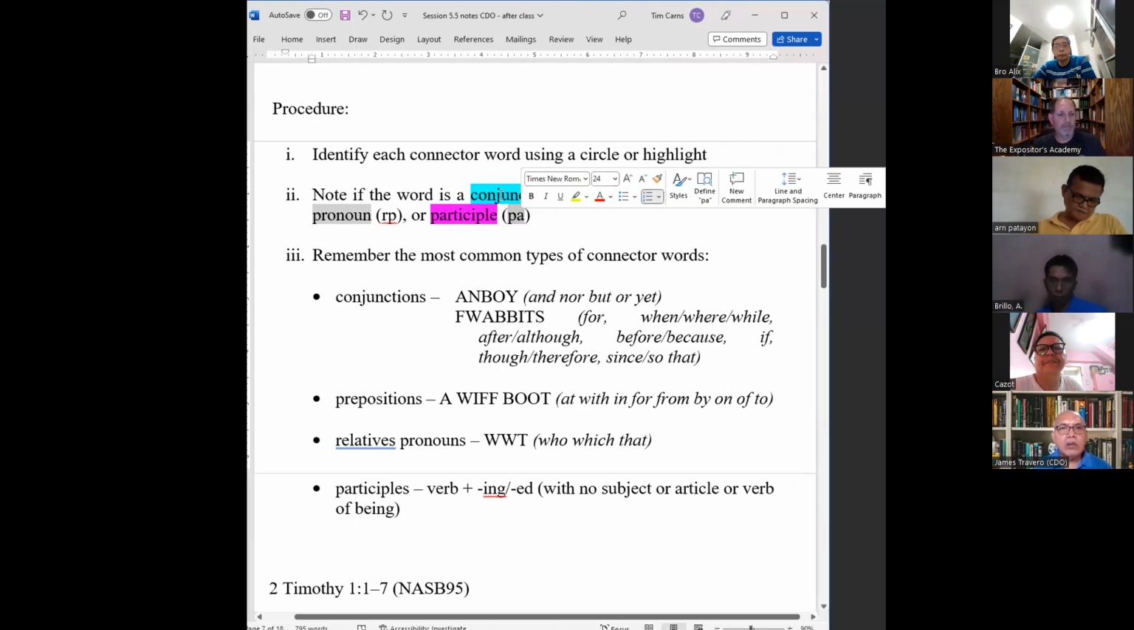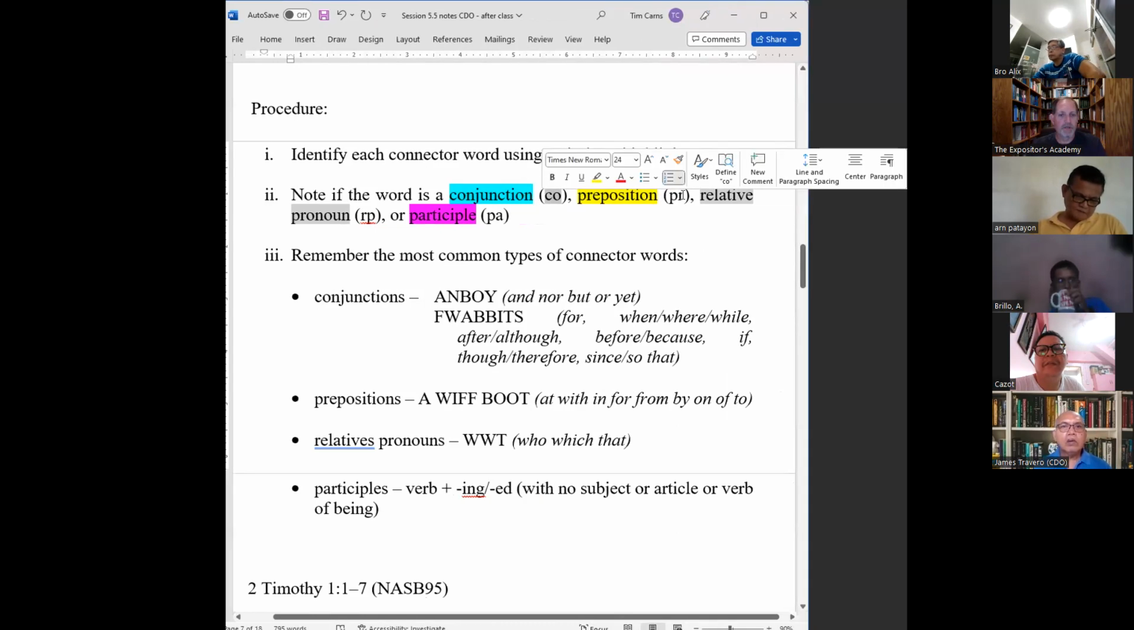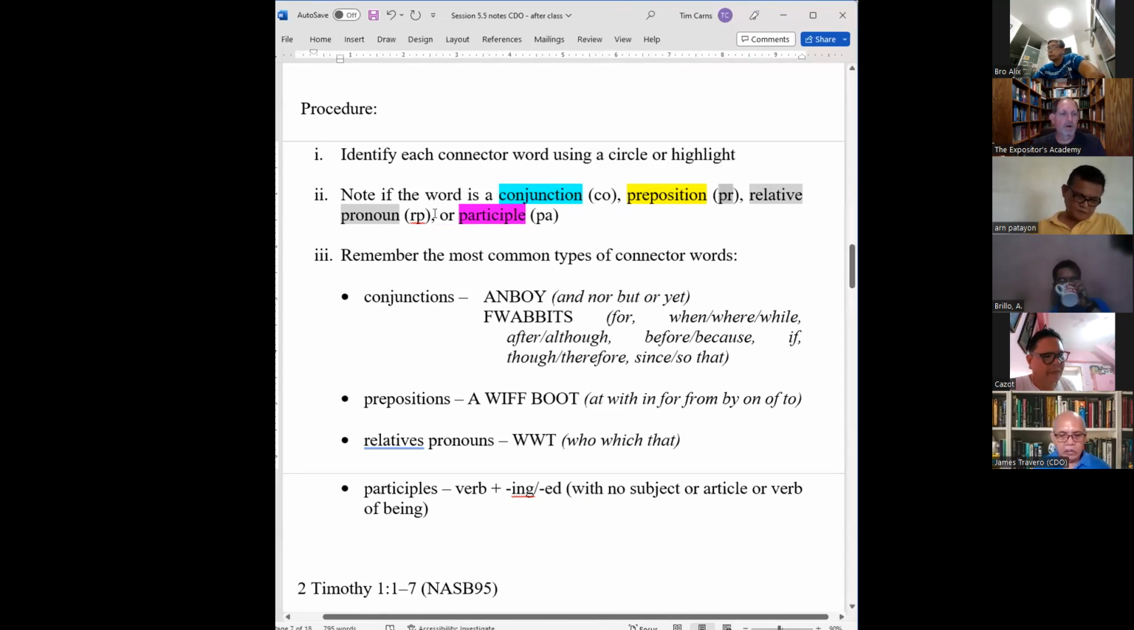Now, if you aren't able to do this highlighting, you can simply circle or underline it and put above it whether it's CO for conjunction, PR for preposition, RP for relative pronoun, or PA for participle.